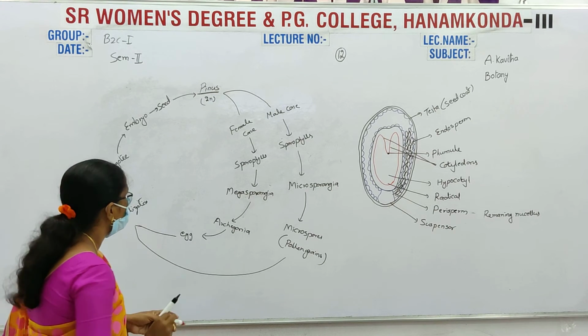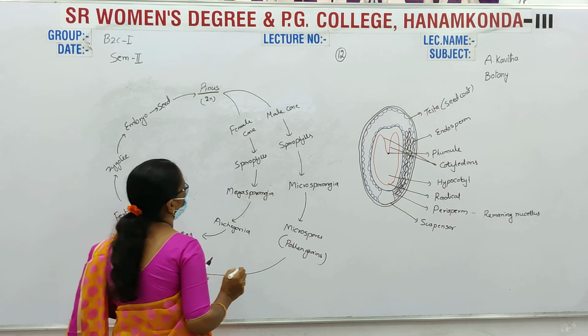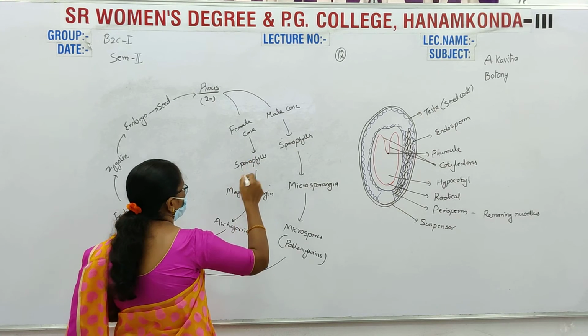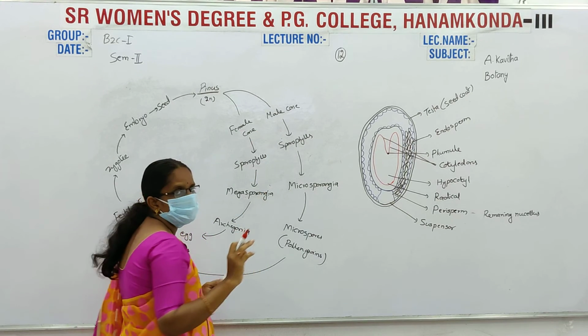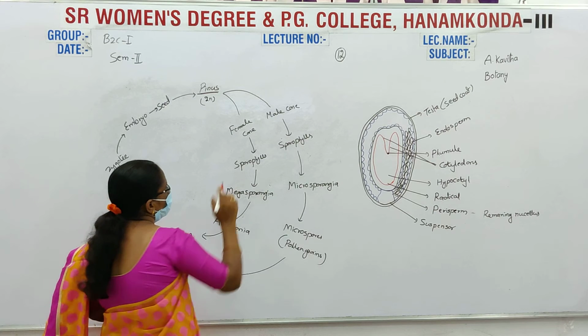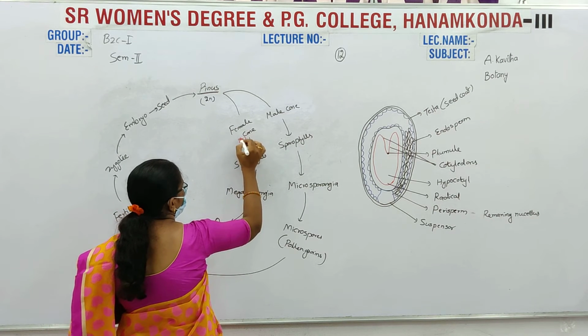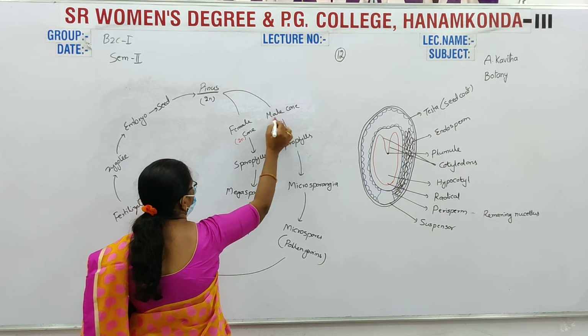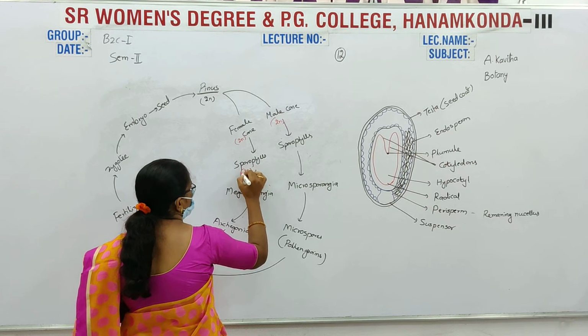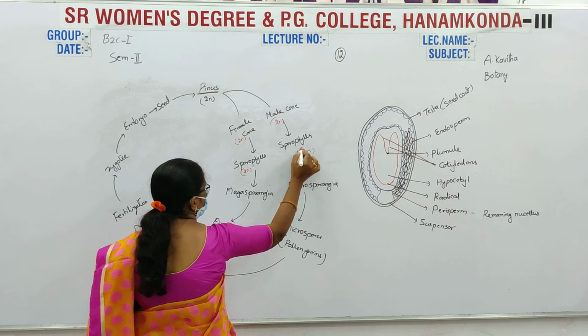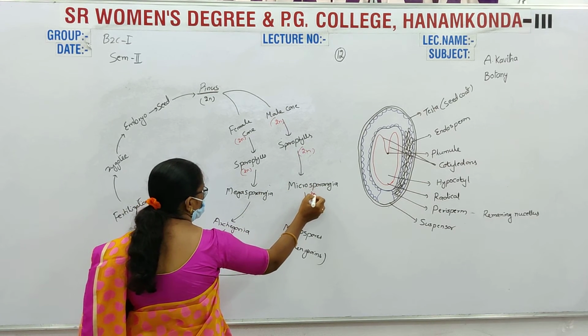First is the male cone and female cone. The male cone and female cones are in the diploid condition. The male cone, female cone, and the sporophylls are all diploid.